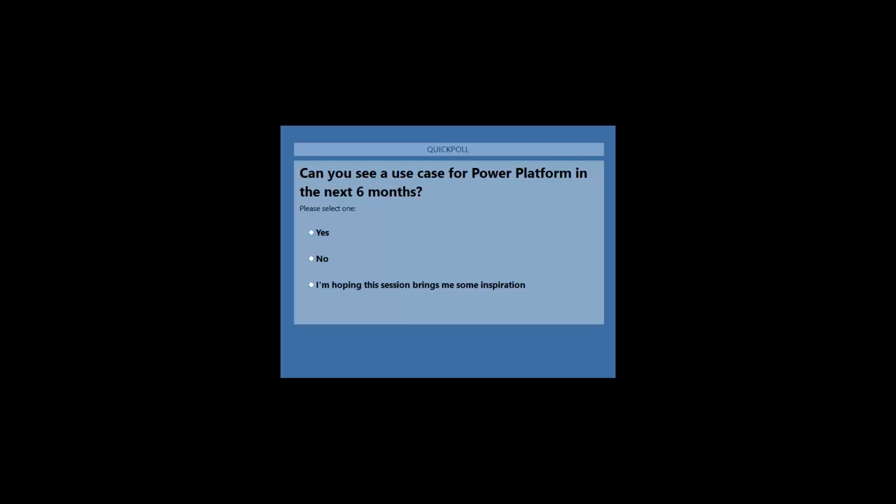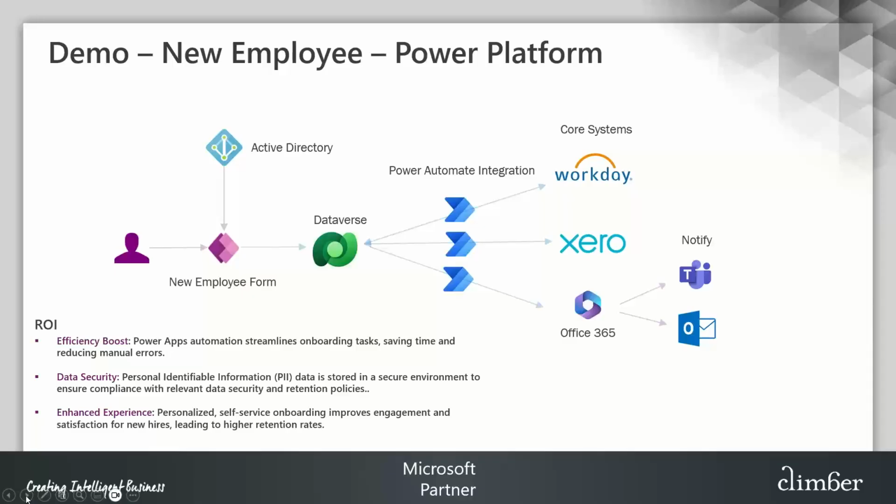So here we have a Power App that is a new employee form. It automatically gets the data from Active Directory, so IT have already set me up, and you'll get that new employee data in there. Then I can fill this form out with my PII information. It's saved into the Dataverse securely, but then triggers Power Automate flows to save that data into the core systems.